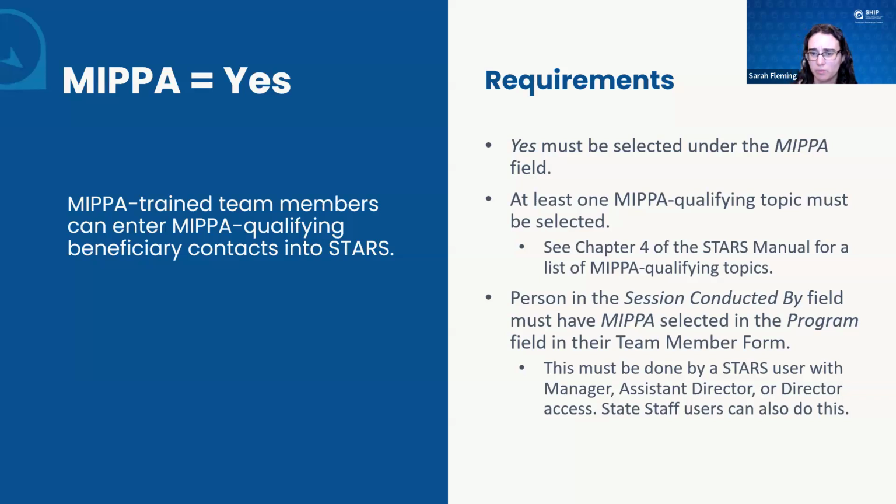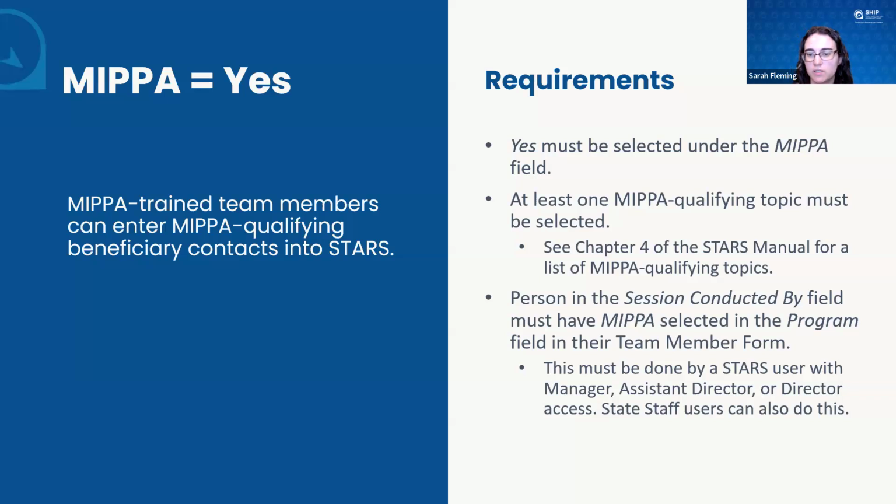But again, you can look in chapter 4 for the list of those topics. In addition, the person who is in the session conducted by field, who is often the person entering the contact, must have MIPA selected in the program field in their team member form. And so you are able to go into STARS, and if you click team member form in the tracking inbox, you can look at your own team member form and see the different programs that are selected in the program field. The options are MIPA, SMP, and SHIP.